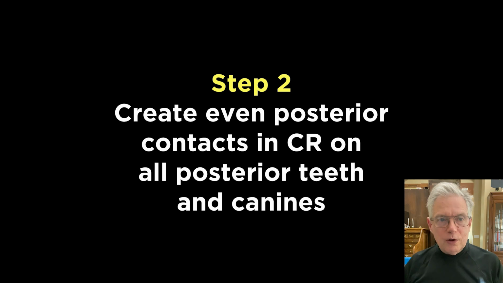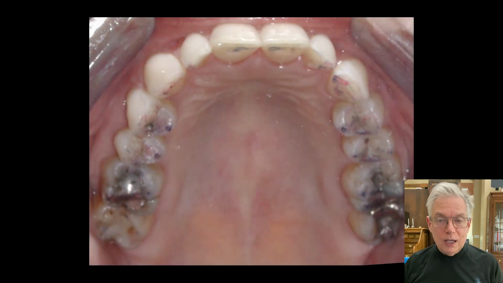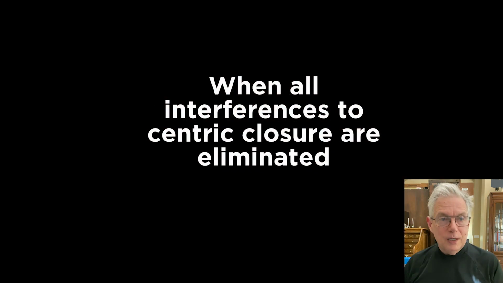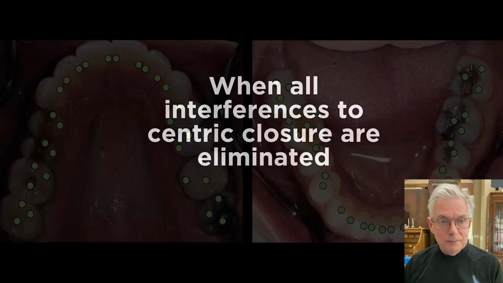Now create even posterior contacts in CR on all posterior teeth, or whatever reference you've decided. Sometimes it's just tap, tap. Allow the patient to drive to that. You're not going to get the same thing you'd get on a drawing, but you're going to get dots everywhere. That's what we're after. When is step 2 completed? When all interferences to that arc of closure are eliminated, everything touches.